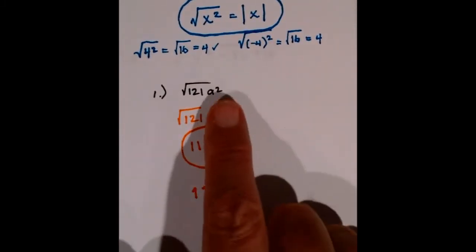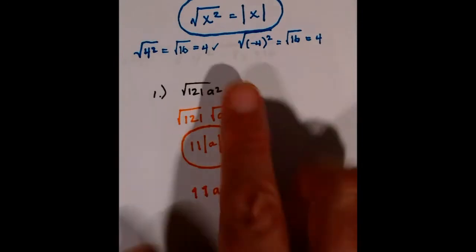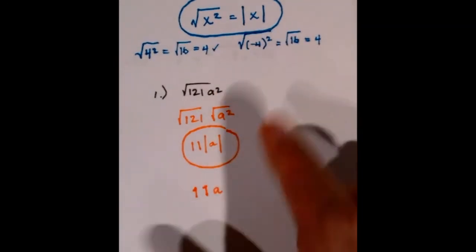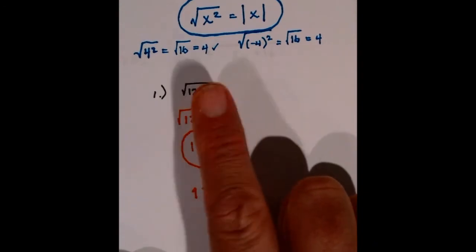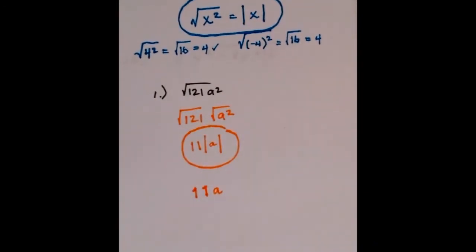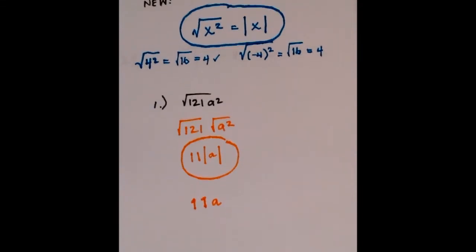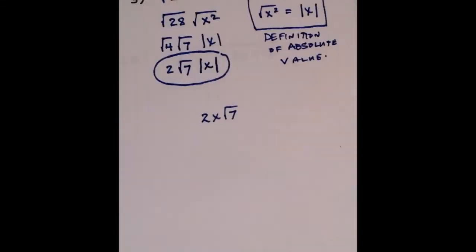So you see the difference between this and the last one, right? The last one had root 121, and you say it's 11. Now we have root 121 a squared, so we have a variable inside the house, and it's 11 absolute value of a.